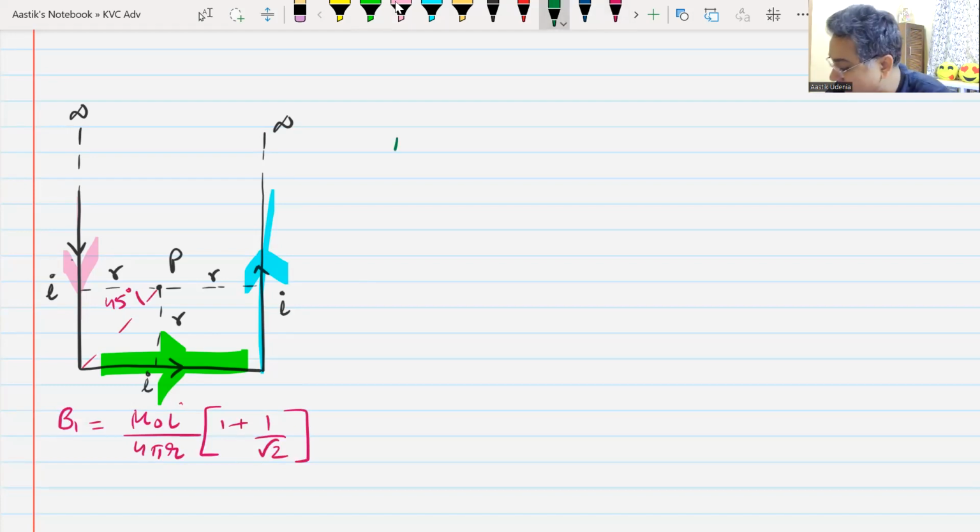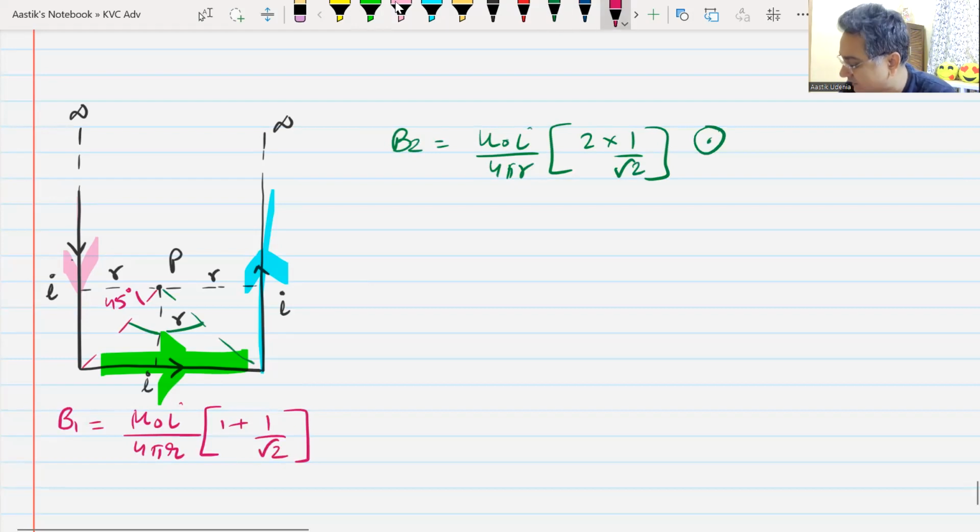Magnetic field due to the second wire B2, the green wire, will be equal to mu naught I by 4 pi r. What are the angles for this wire? 2 sine 45. This is also 45, this is also 45. So 2 into 1 by root 2. All the fields are pointing in the outward direction. We have already seen that. Yes or no? Yes, sir.